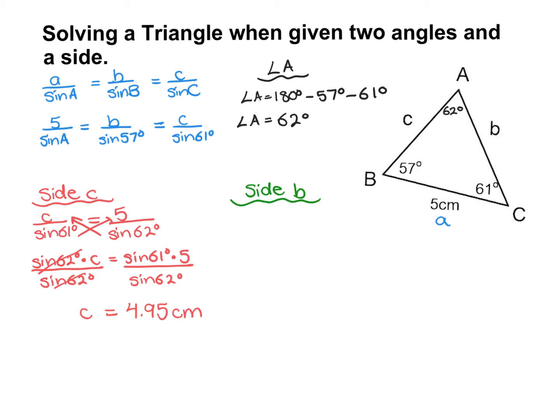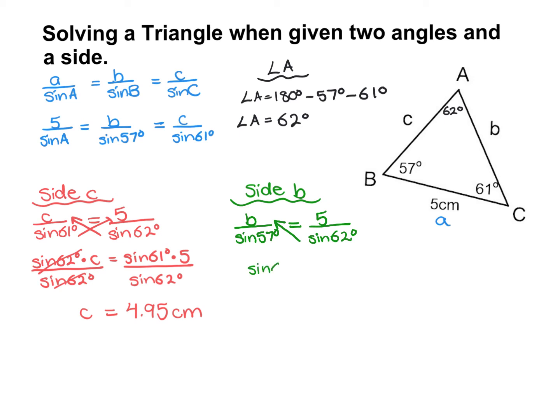Now looking at our equation, I have to use this side right here, B over sine of 57, but I can use this or this side of the equation. Now I'm just going to choose to go for this one, but you could use the other one as well and you would get the same answer. So B over sine of 57 degrees is equal to 5 over sine, well, A is 62 degrees, so I'm going to write that. Okay, now we are going to cross multiply.